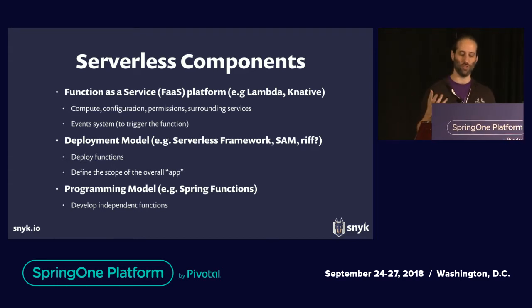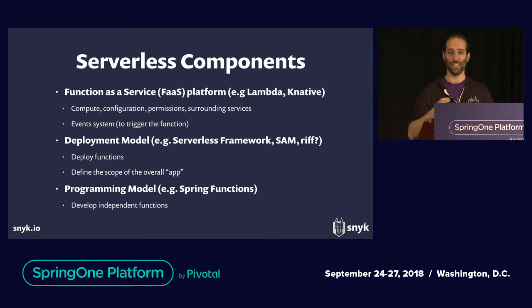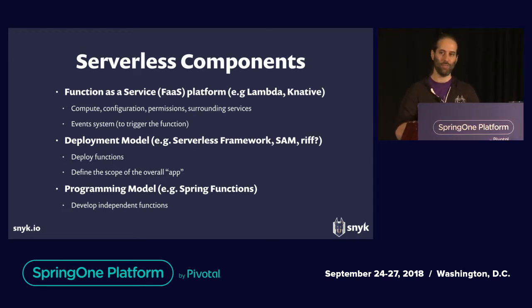The first is a function as a service platform, so something that is actually able to run your functions. Lambda is the giant in the space. Knative is the coolest new kid on the block, and it allows you to do this compute, configurations, the permission management about who can invoke them, et cetera, as well as the eventing system, which for many is almost the most important aspect of programming.